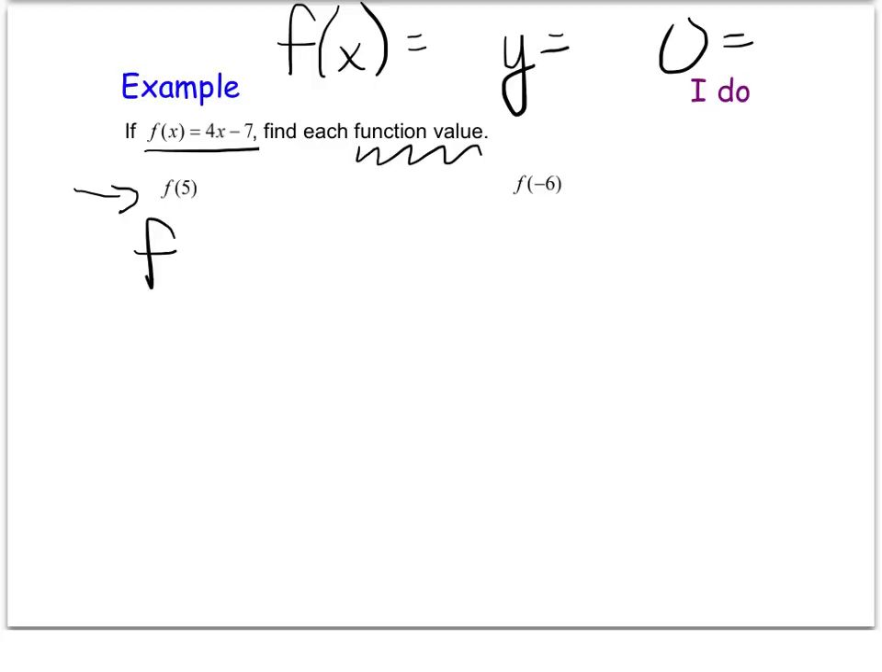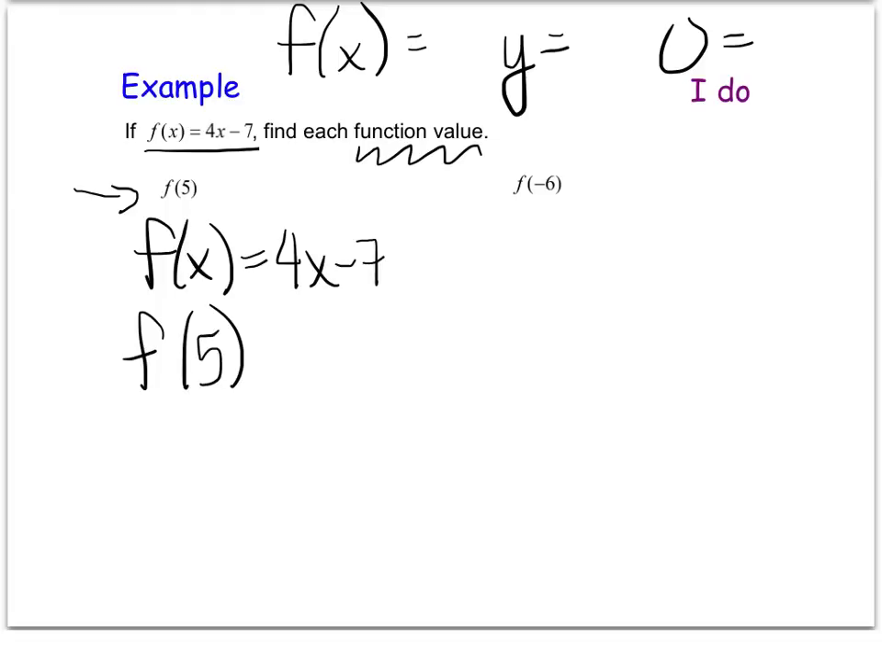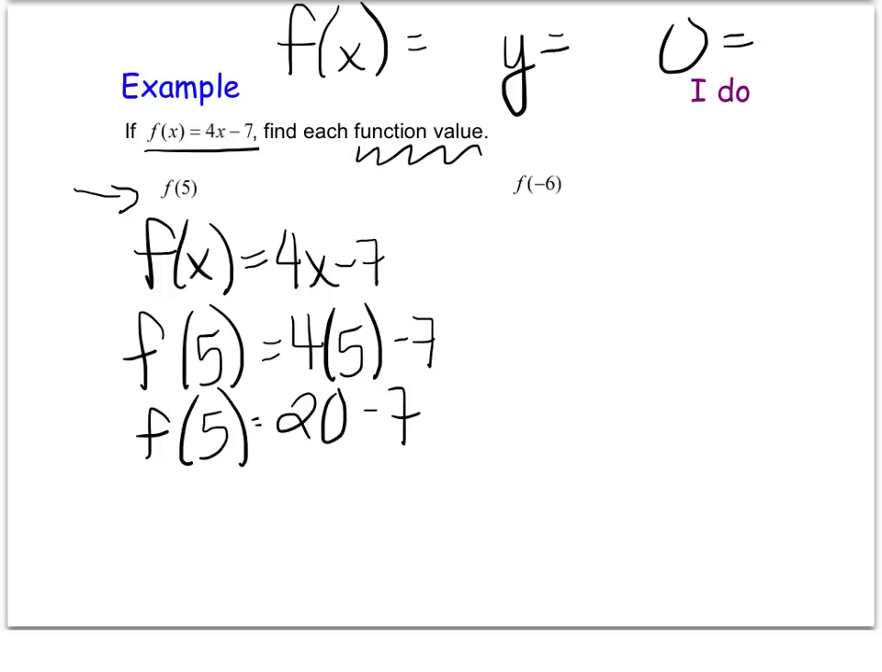So I'm going to rewrite f of x equals 4x minus 7, and I want to replace with f of 5. So everywhere you see an x, you're going to replace it with a 5. So this is going to be 4 times 5 minus 7. That makes that 20 minus 7, f of 5. And so f of 5 equals 13.